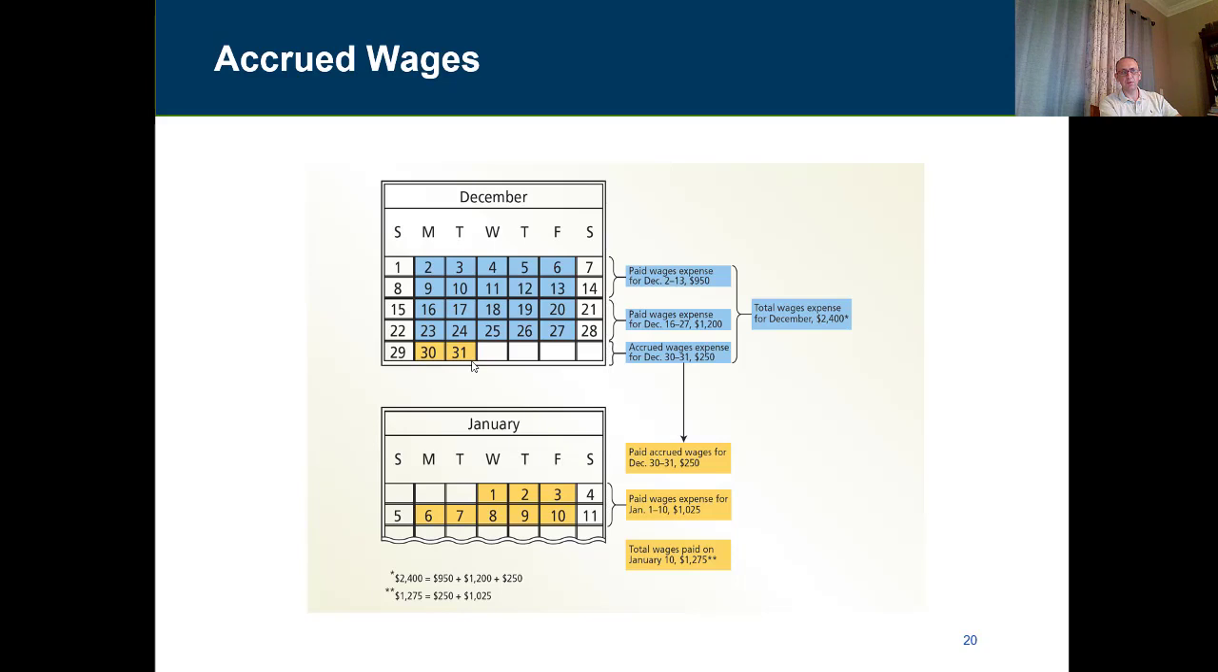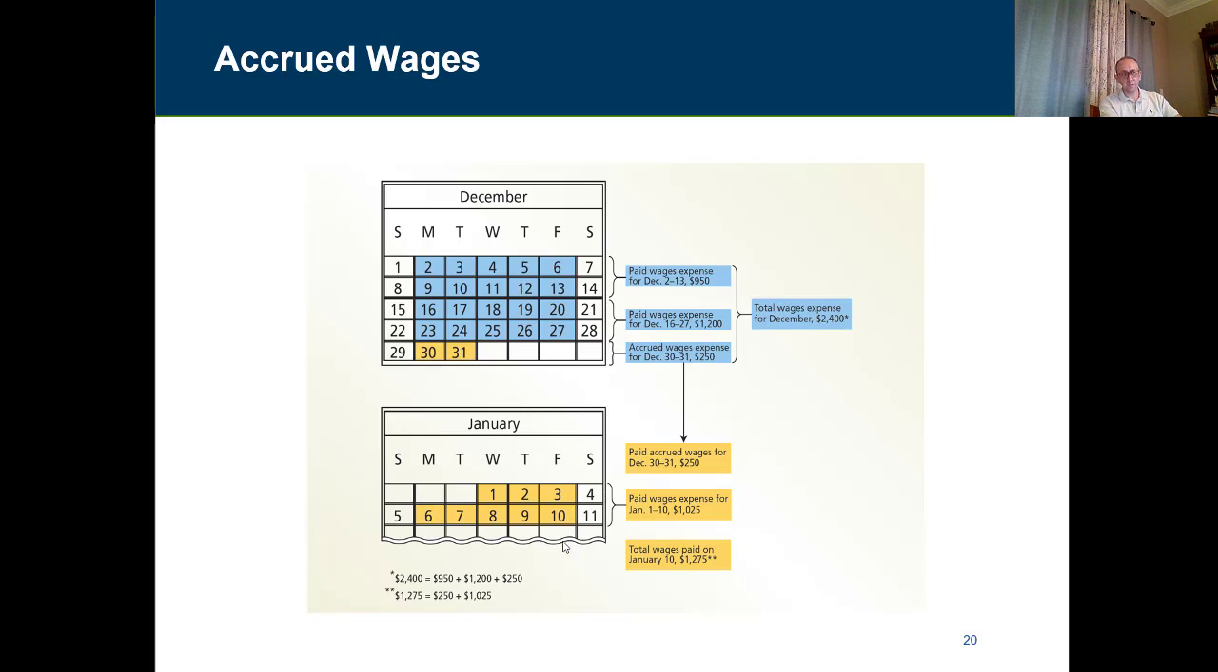Okay, and then we have 2 days that they worked for the company for the month of December. However, they didn't get paid for these. And then they worked from January 1st all the way till the 10th. You can see that these are 8 working days. They got paid for that $1,025. And then we have $250 that are related to the 2 days of the month of December. So the actual cash payment was $1,275, which is for January 10th.